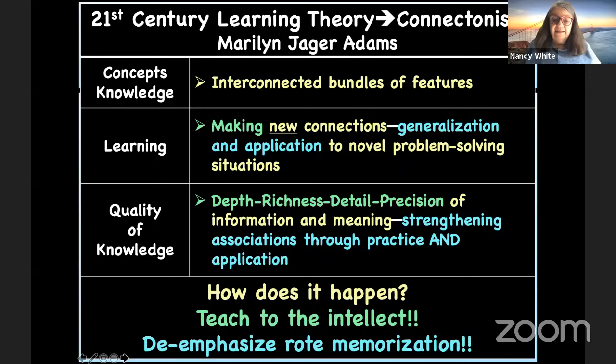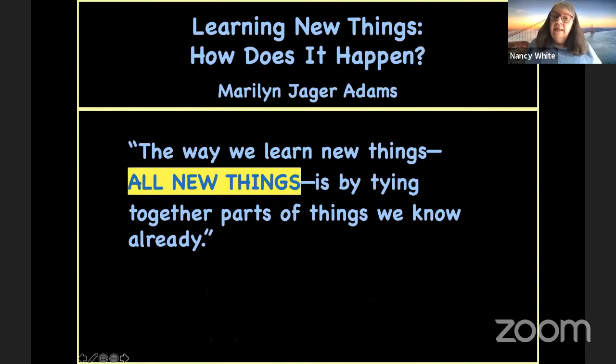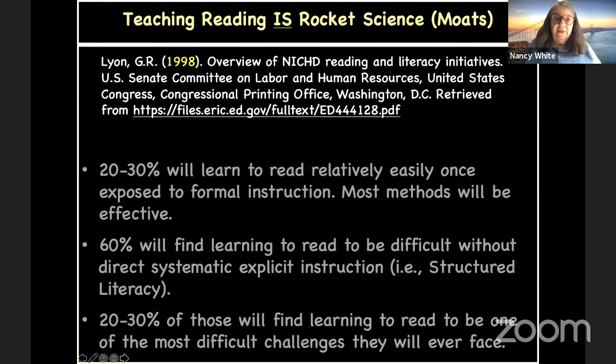So how does it happen? Teach to the intellect, de-emphasize rote memorization. Make sure our kids understand what it is we want them to remember. How many of us can remember things that we don't understand? I certainly can't. So in a nutshell, Marilyn says, the way we learn new things, all new things, is by tying together parts of things we know already. So we're constantly connecting it to what we already know.